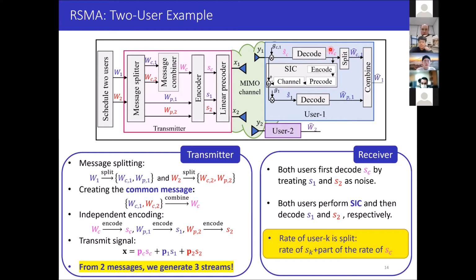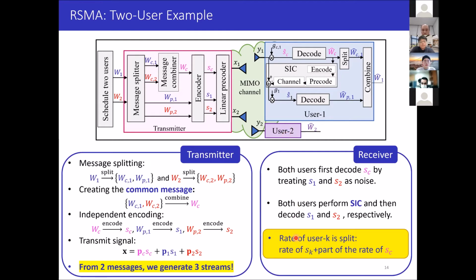And then user one re-encodes WC into the common stream, performs SIC, and then tries to retrieve the message encoded into S1, WP1 hat. Because W1 was split into two parts, user one at the receiver has to retrieve those two parts before recombining into the original message. This is what we see here. User one retrieves WC1, retrieves WP1, and then recombines those two into the original message. So when both receivers have decoded the common stream, each receiver then decodes his respective private stream. User one will decode S1 by treating interference from S2 as noise, and user two will decode S2 by treating interference from S1 as noise.